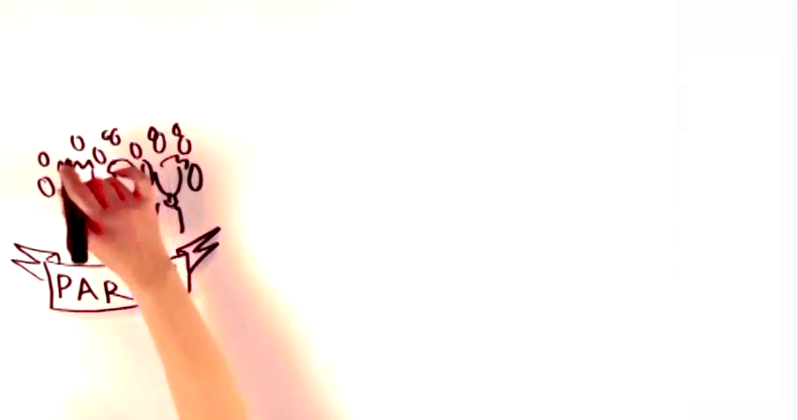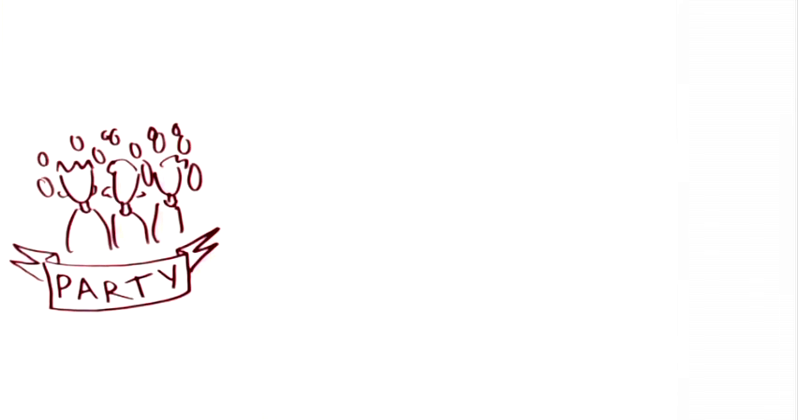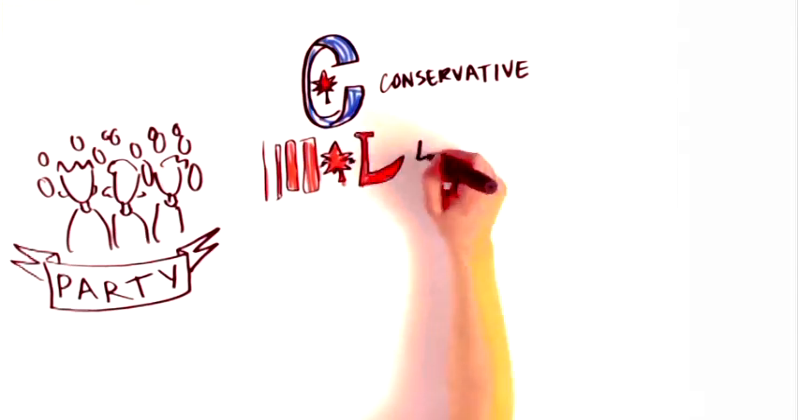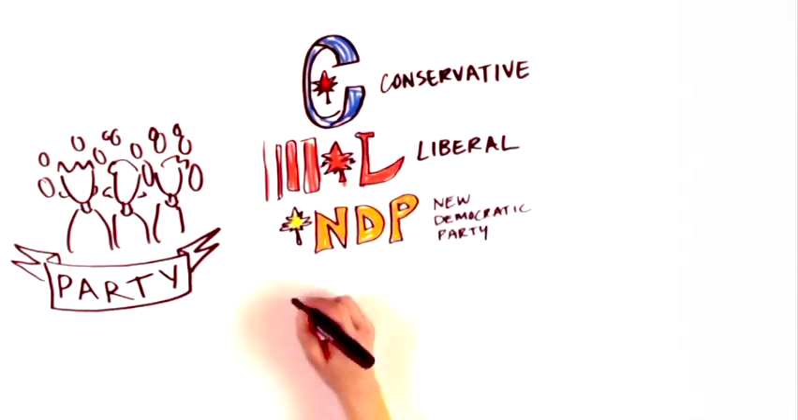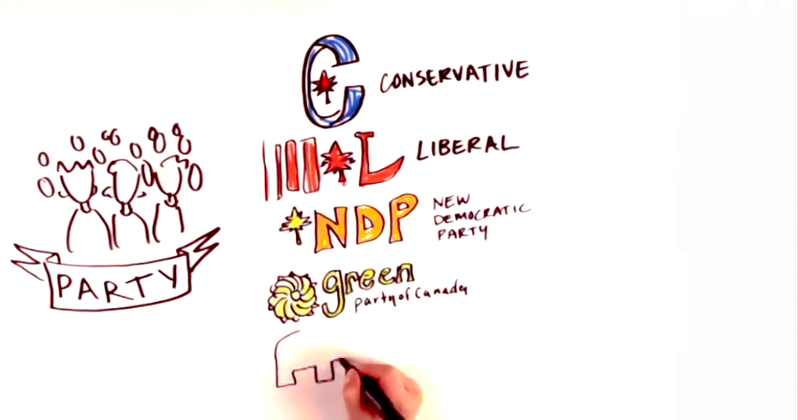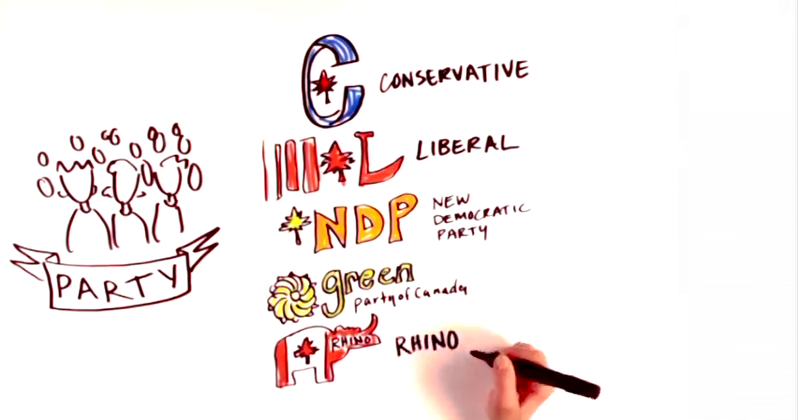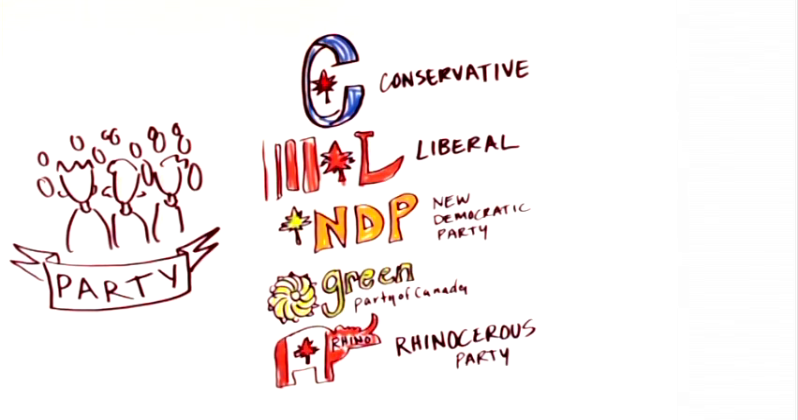A party is a group of people who share opinions about how the country should work. There are 4 national political parties in Canada: the Conservative Party, the Liberal Party, the New Democratic Party, and the Green Party. There's also the Rhinoceros Party, who don't take themselves too seriously and make a great example party.